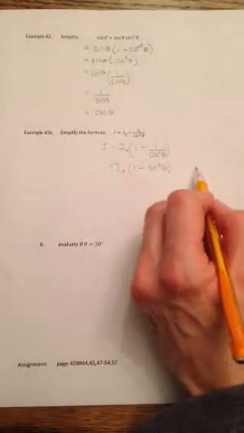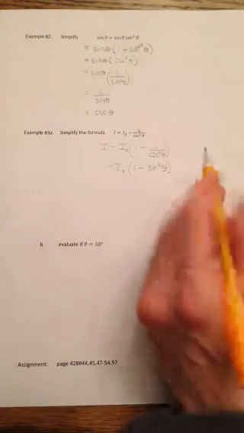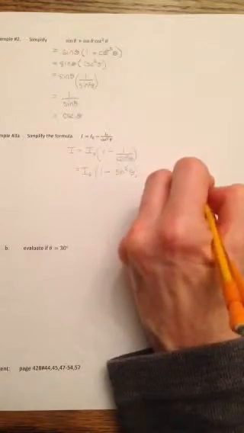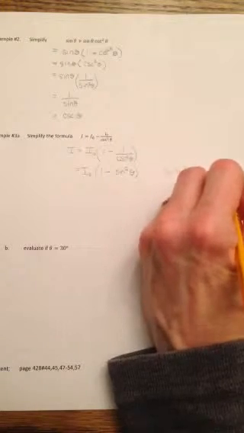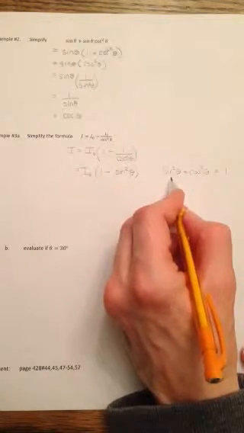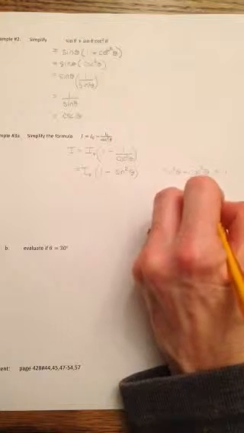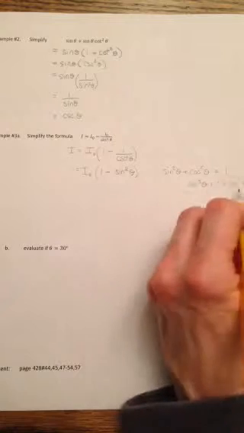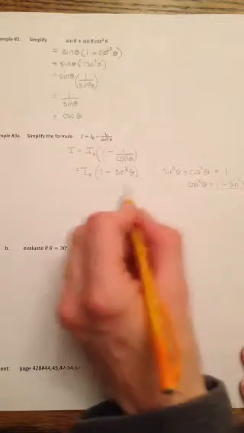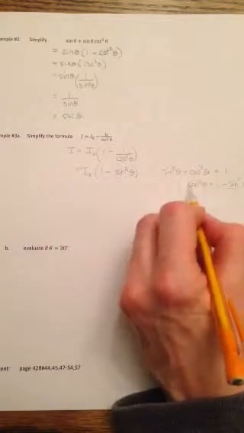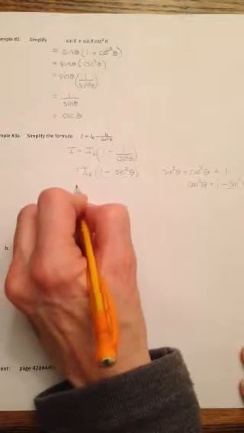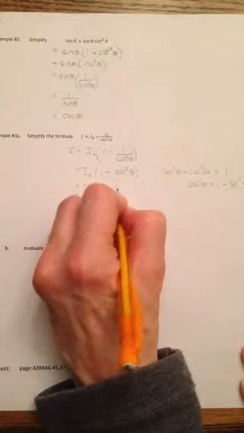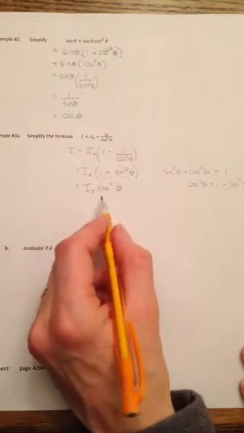So if I look at the Pythagorean identity that involves sine, I know that sine squared theta plus cos squared theta equals 1. If I subtract sine squared from both sides, I get cos squared theta equals 1 minus sine squared theta. So I can take this and replace it with cos squared theta. So this equals I0 times cos squared theta, and this is a much simpler formula.